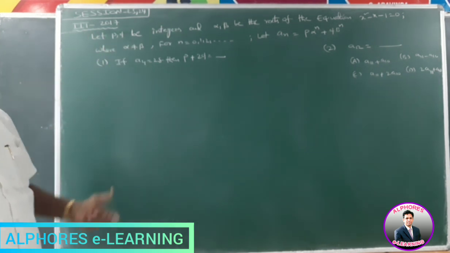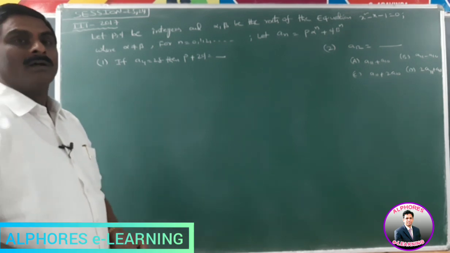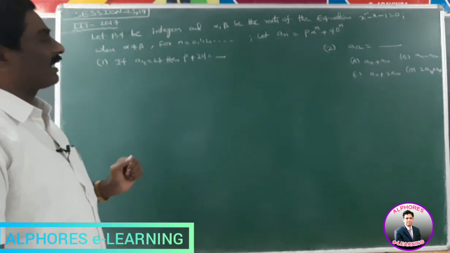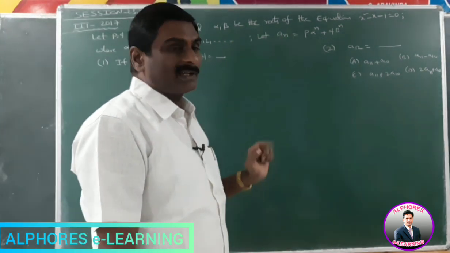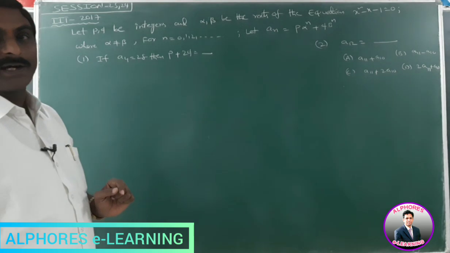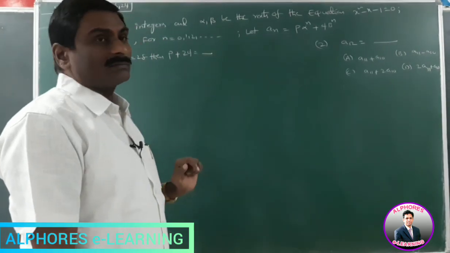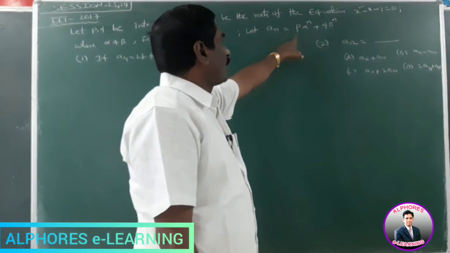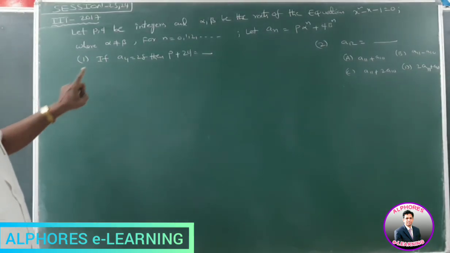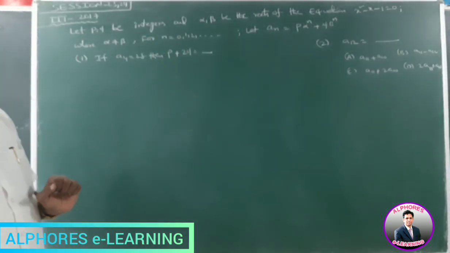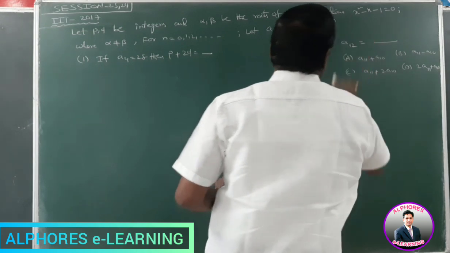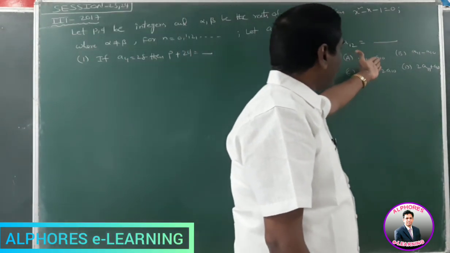2017 passage question. First question. Let p, q be integers and alpha, beta be the roots of the equation x square minus x minus 1 is equal to 0, where alpha not equal to beta. For n is equal to 0, 1, 2, 3, and so on, let an is equal to p into alpha power n plus q into beta power n. First question: if a4 is equal to 28, then p plus 2q is equal to dash. Second one: a12 is equal to dash. Options are a11 plus a10, and so on.